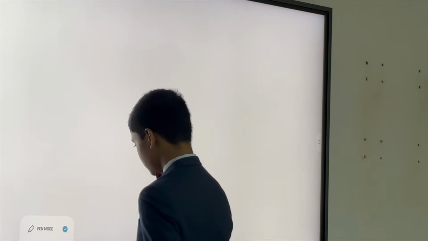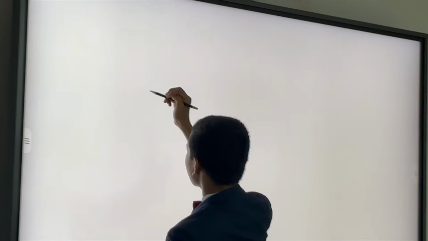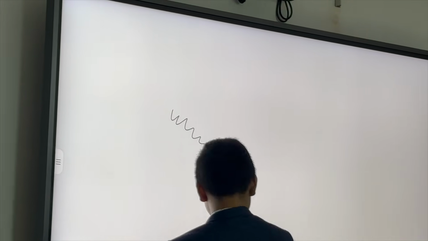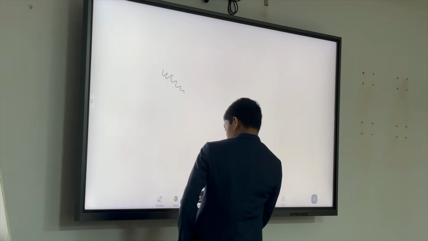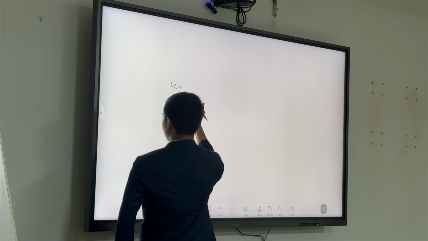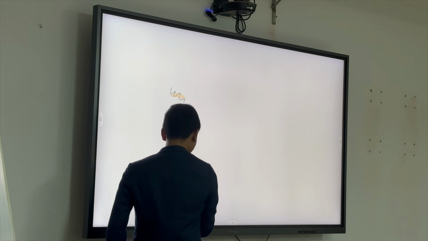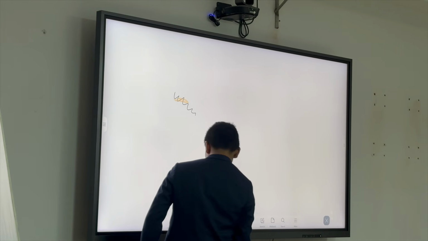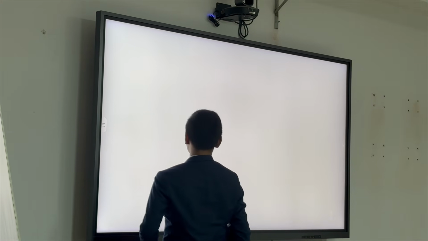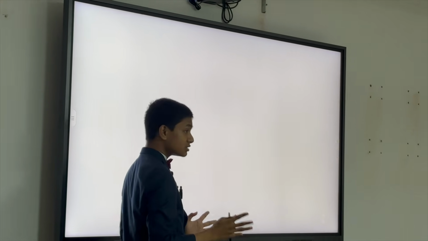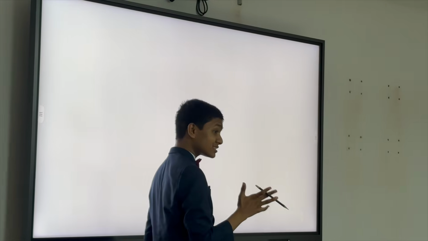So let's see, pen mode, okay. Can I just write here, and where's the eraser? Can I just erase it? No, that's the highlighter. Oh, okay, that's nice.